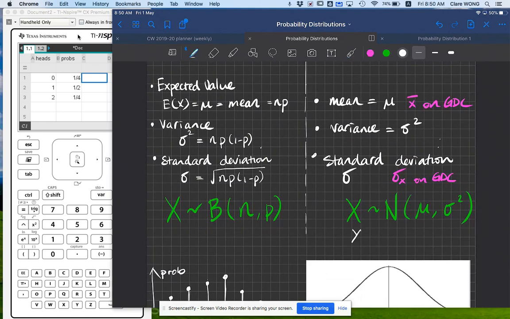For example, you might be given something that the mean is 99, and then you have 2 squared. Okay, then you know the standard deviation is 2. The variance is 4. Or it can be given to you this way, 4. Now, that means you need to square root it to get the standard deviation.